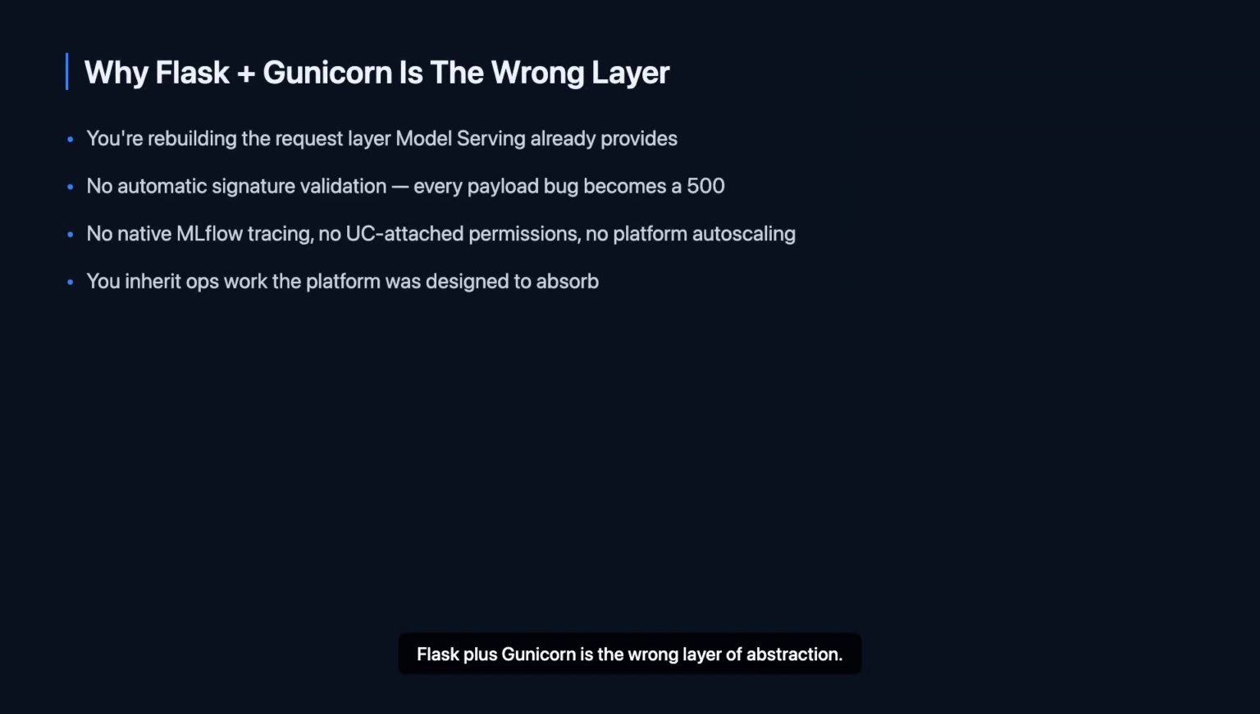Flask plus Gunicorn is the wrong layer of abstraction. You're rebuilding the request layer that model serving already provides. There's no automatic signature validation, so every malformed payload becomes a 500 instead of a clean 400. There's no native MLflow tracing, no Unity Catalog permissions attached to the endpoint, and no platform-managed auto-scaling. You inherit a pile of operational work, patching base images, tuning workers, managing TLS, that the platform was specifically designed to absorb for you.